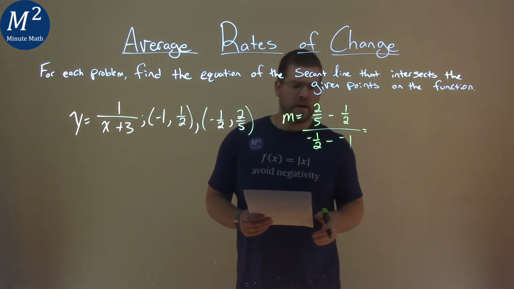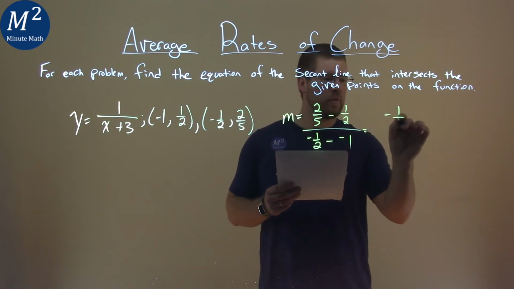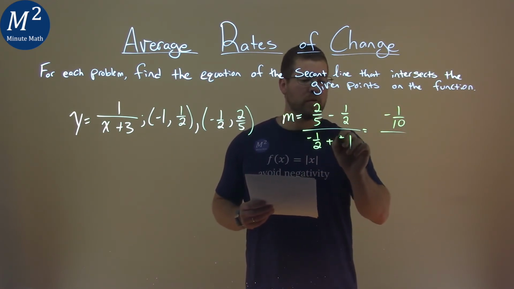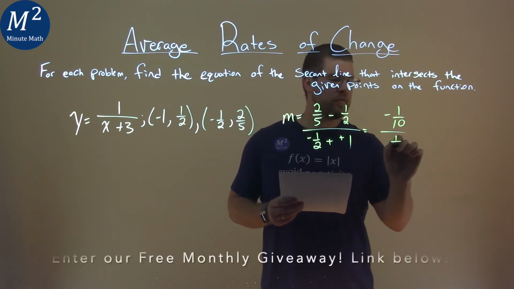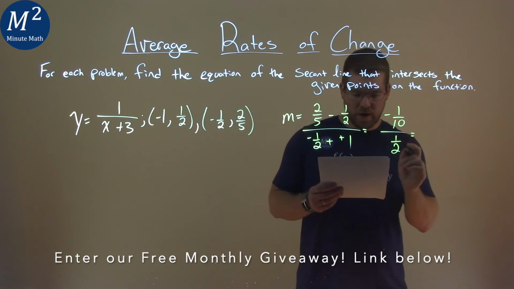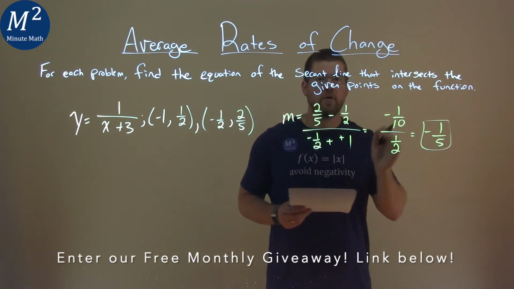Well, I did the hard work here for you, and 2/5 minus a 1/2 is a negative 1/10. Negative 1/2 minus a negative 1, or plus a positive 1, is a positive 1/2. Negative 1/10 divided by a 1/2 is a negative 1/5. And there we have our slope.